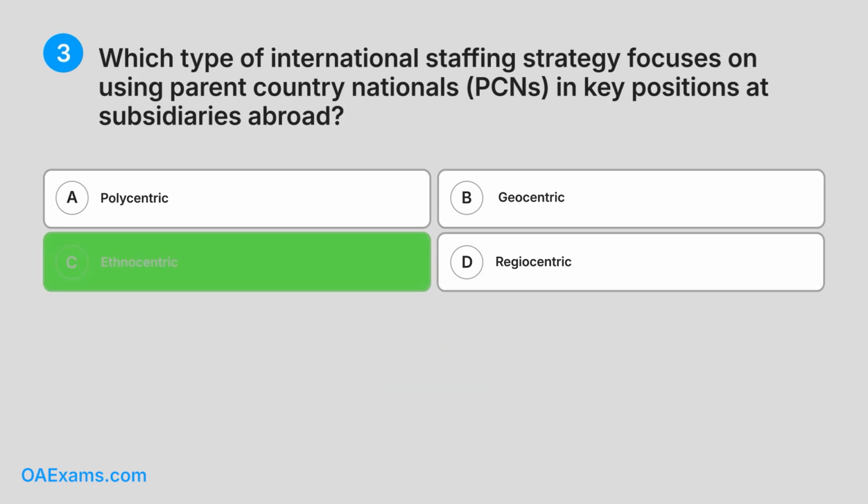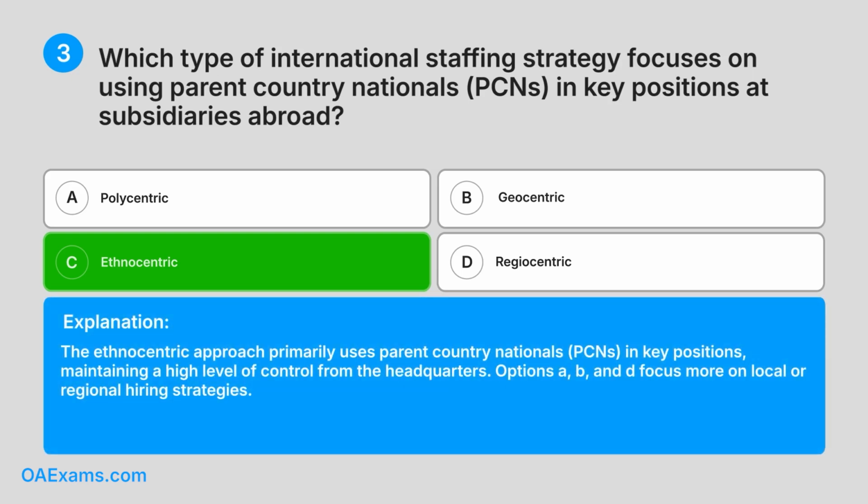Correct answer, C. Ethnocentric. Explanation. The ethnocentric approach primarily uses parent country nationals, PCNs, in key positions, maintaining a high level of control from the headquarters. Options A, B, and D focus more on local or regional hiring strategies.